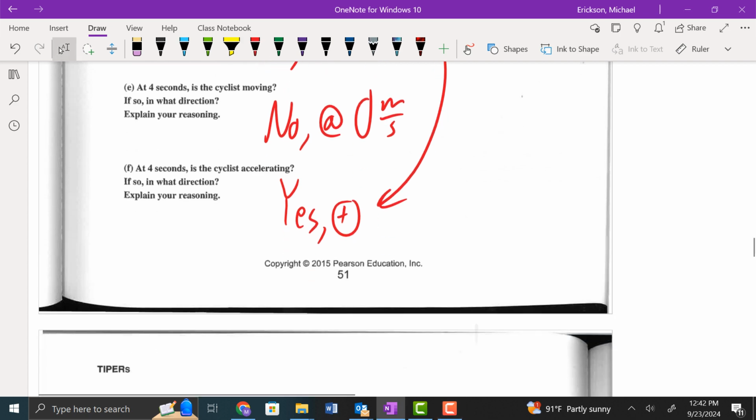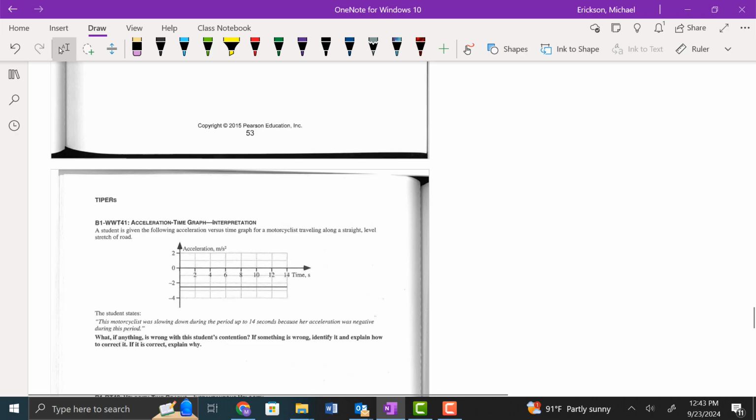All right, I'm going to move on. Looks like we're doing good time. I think we only have a couple pages left.